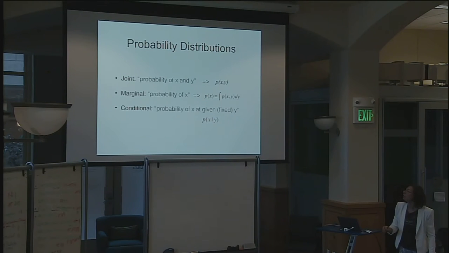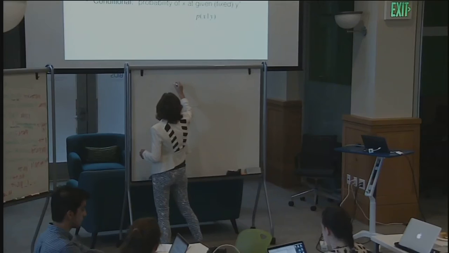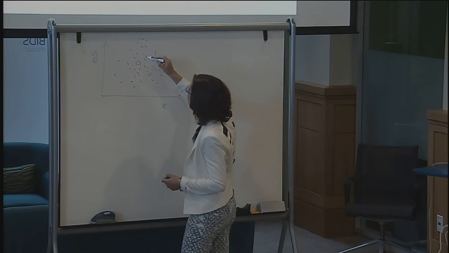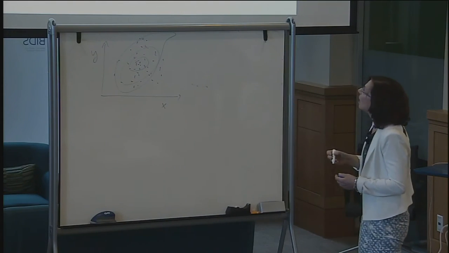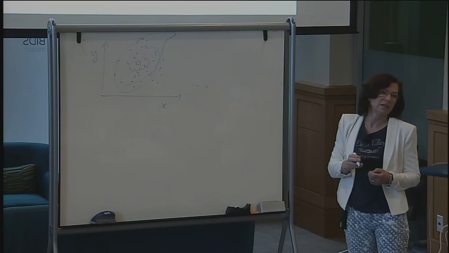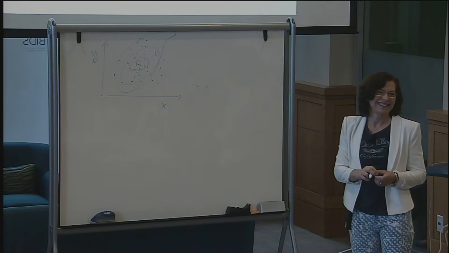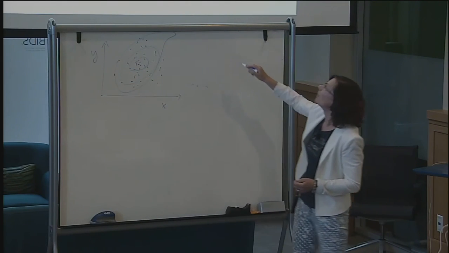We talked about joint, marginal, and conditional probability of x and y. And let's see if we can illustrate that a little bit. Or maybe somebody can illustrate things. So if I say this is x and y, and this is my scatter of points, and I sort of draw things like that, what is the joint probability of x and y on that plot? Anybody? Can you tell me? What is the joint probability when you look at this x and y?